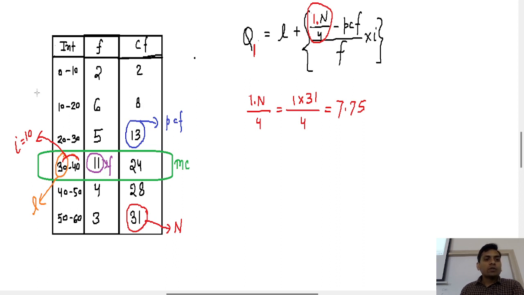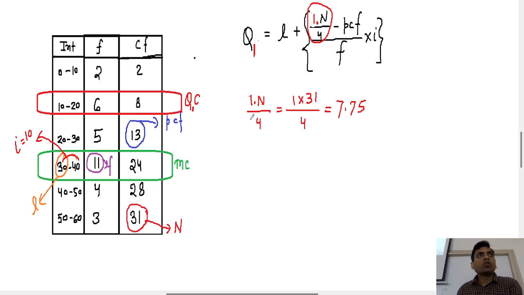Done? Okay, so now this is what? This is the Q1 class, as your objective is Q1. So this is considered as what? The Q1 class. Done? In this Q1 class, this first quantity is the lower limit. This is considered as what? L. Clear? This is L, the lower limit of the class interval of the Q1 class. And next is what? PCF, the previous cumulative frequency of the Q1 class. So this is your Q1 class and the previous cumulative frequency is this. So this is considered as what? PCF. Clear? Done?